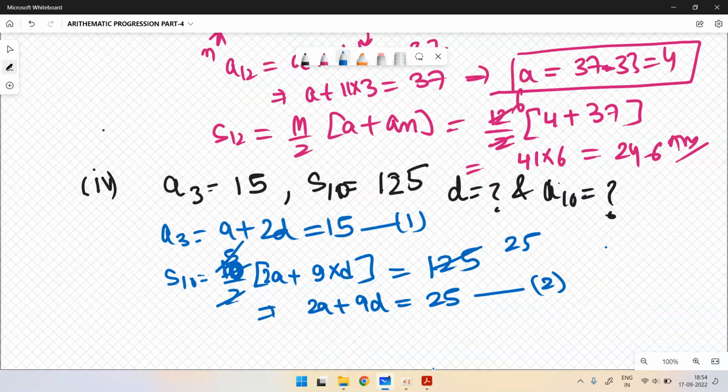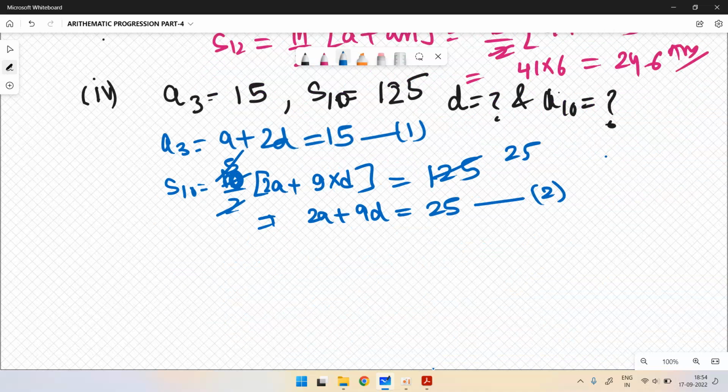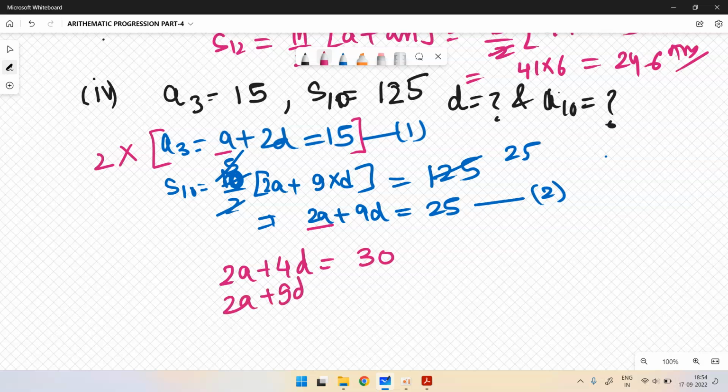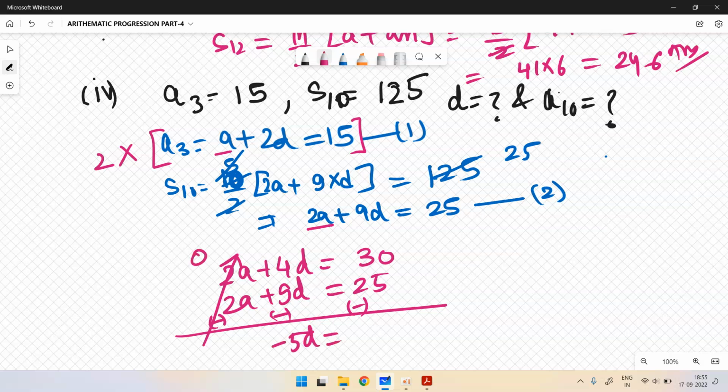Now if you subtract these two equations, not directly, by multiplying the first equation by 2 first, because there is 2 in one and single in the other. So this will be 2a plus 4d equals 30, and this will be 2a plus 9d equals 25. And you subtract this. 2a minus 2a is 0. So this is 4d minus 9d is minus 5d, and 30 minus 25 is plus 5.